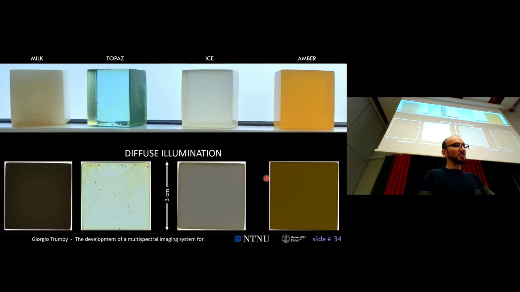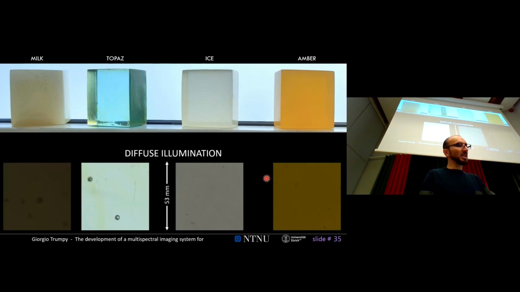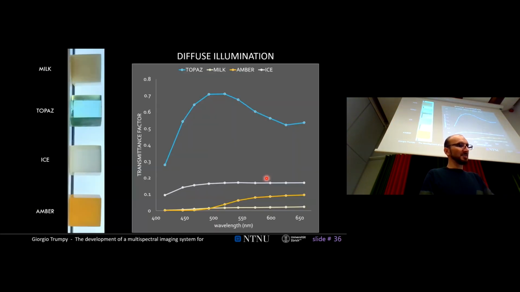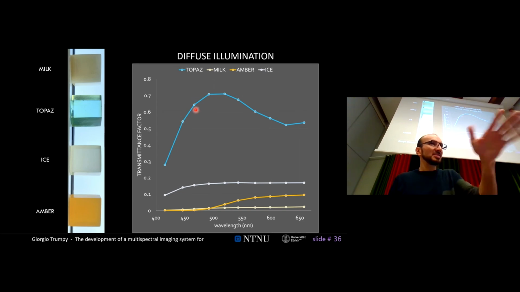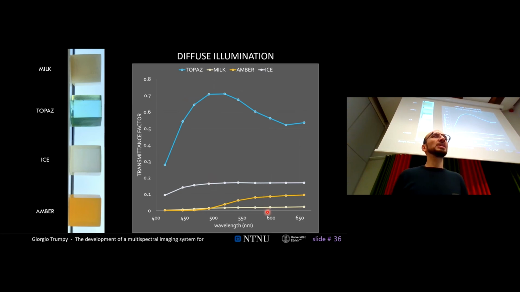So diffuse illumination, magnified, transmittance factors. I don't call it transmittance spectra because the resolution is so limited that maybe it's better to call it factor. And as we were seeing, the topaz is the most transmitting one. And then we have ice, and then amber, and then milk is the least transmitting element.